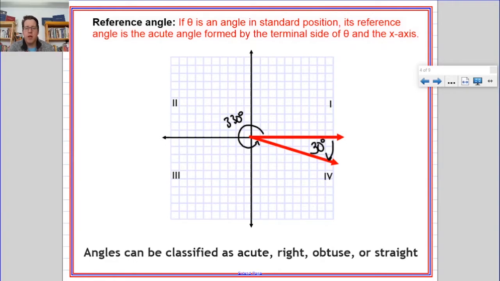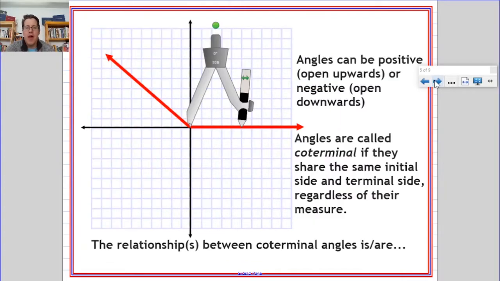If you were to be talking about a 330 degree angle, the reference angle would be the angle that gets you back to the x-axis. So it would be this acute angle that gets you back to the x-axis. This angle, 330 degrees, would have something in common with our 210 degree angle because they have the same reference angle. Angles can be positive or negative.